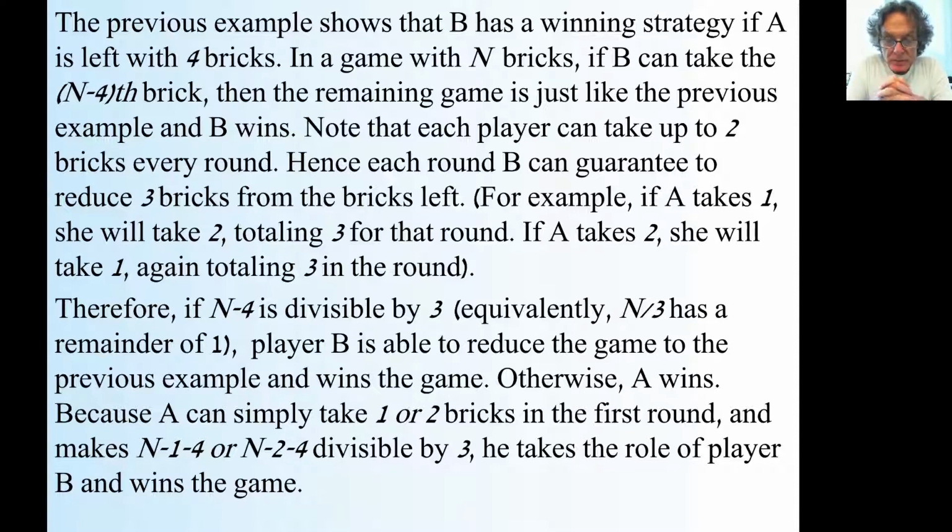You take the number of bricks and divide it by 3. If after dividing n by 3 there is a remainder of 1, then 2 wins. Otherwise 1 wins. Let me give an example. 7 bricks. Divide 7 by 3. What is that? You get 2, and what is the remainder? 1. So 2 wins.